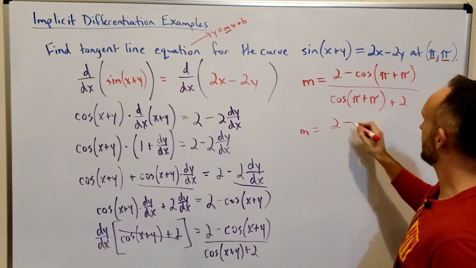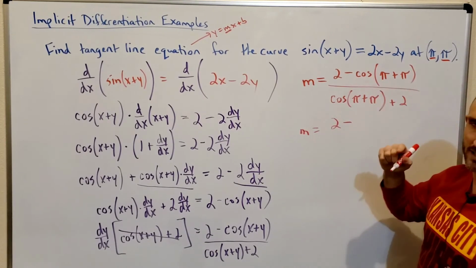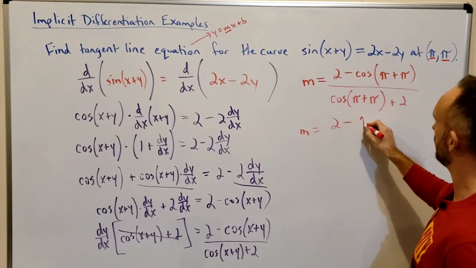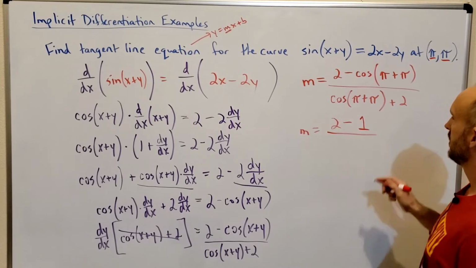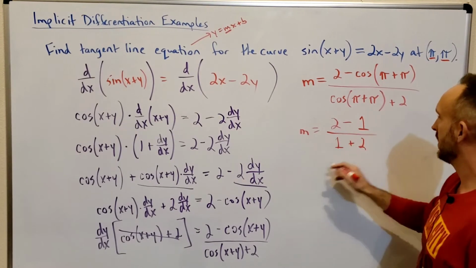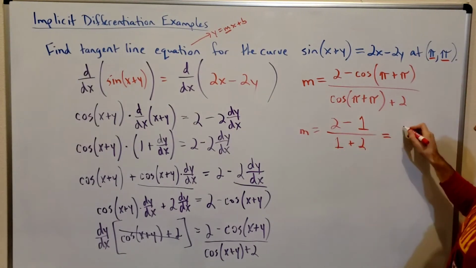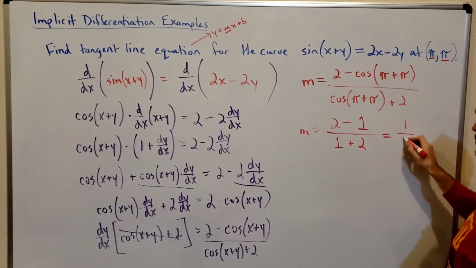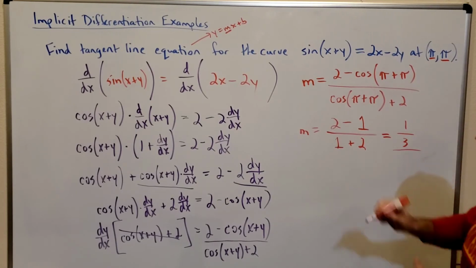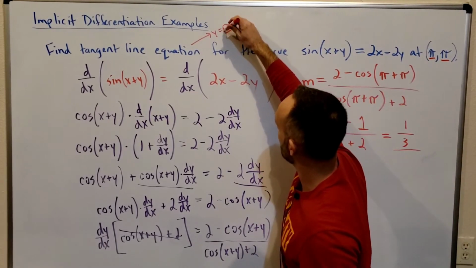So I get 2 minus, well, pi plus pi is 2 pi. And the cosine of 2 pi is 1, okay? So the cosine of 2 pi again is 1. And we can see that the slope is 2 minus 1 is 1, over 1 plus 2 is 3, so there our slope is 1/3. All right, so now we have the slope of the tangent line.